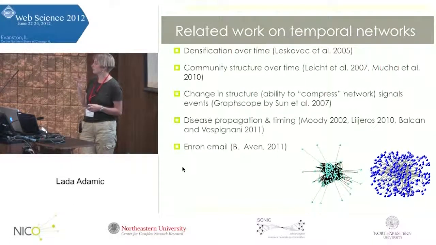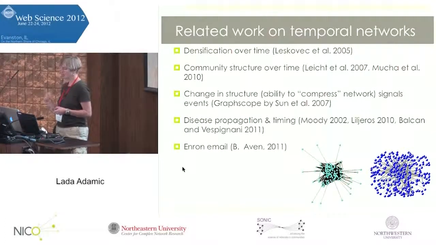Also, when you're studying the propagation of things like disease or information, it's really important to know when certain edges are there and when they're not, because otherwise the bug can't be transferred. And finally, there's some work examining specifically the Enron email corpus and looking at the structure when the participants are discussing something legit and when they're discussing something that's illegitimate. And when it's illegitimate, it tends to be much more dispersed.